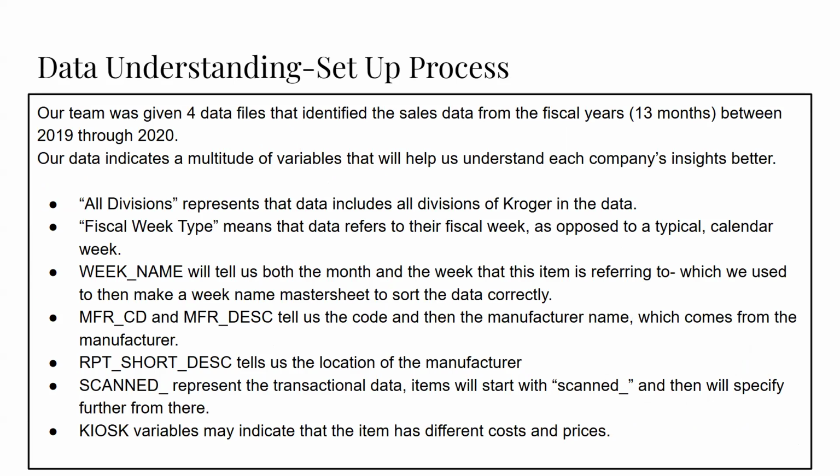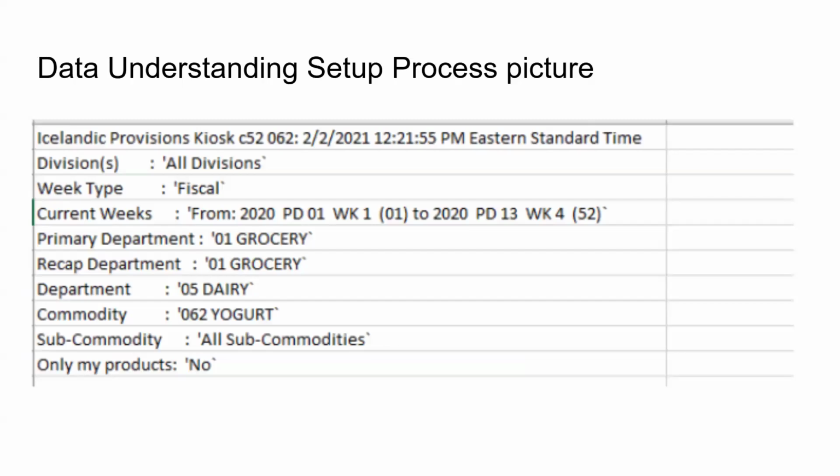Okay, so this is the data understanding and setup process. At the beginning of the project, our team was given 4 data files that identified the sales data from the fiscal years, which is 13 months between 2019 and 2020. Our data indicated a multitude of variables that help us understand each company's insights better. So this is what the picture looked like.